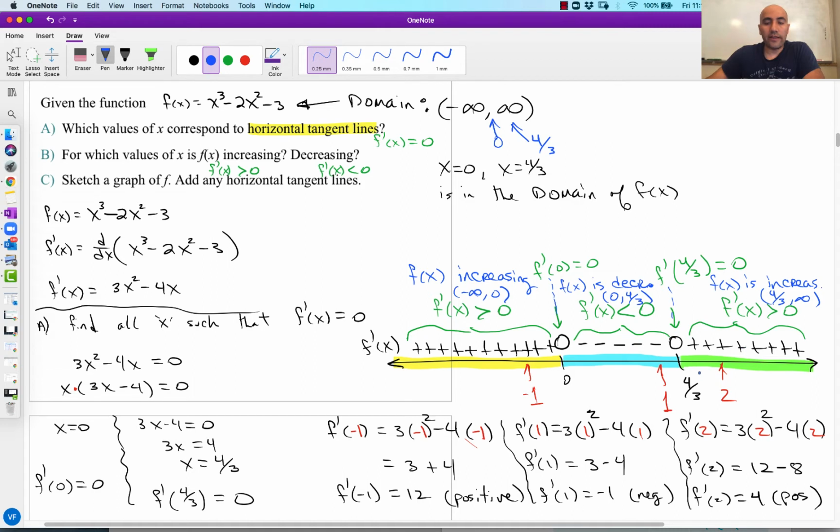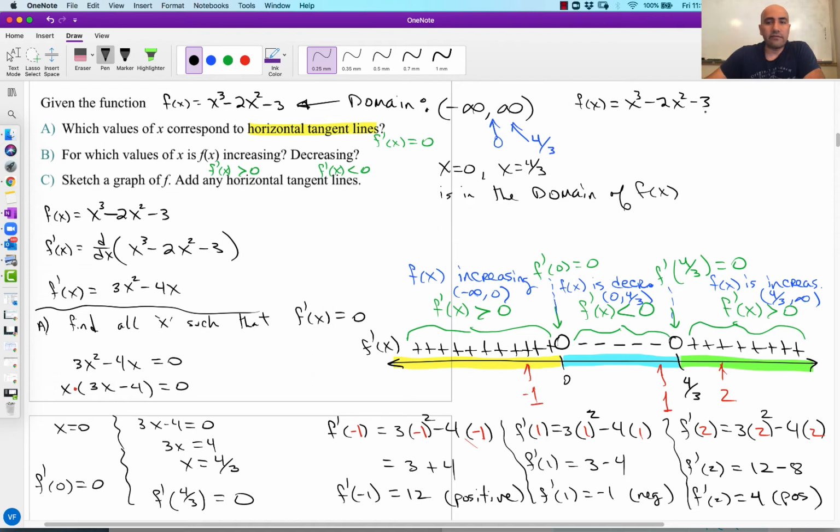Okay, so we have all that information there. Let's come back up here and look at our original function and figure out a few other interesting points. So if we take f of x now and factor it, f of x equals x cubed minus 2x squared minus 3.